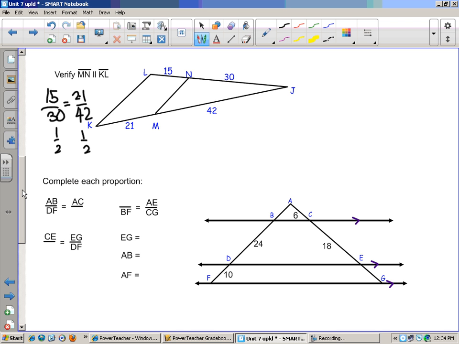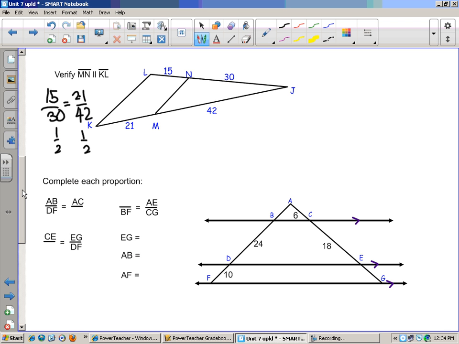Now in this one, it looks like a triangle, but it could also be two transversals that just happen to cross at A, right? Same thing. All right, so let's see if we can come up with the ratios here.